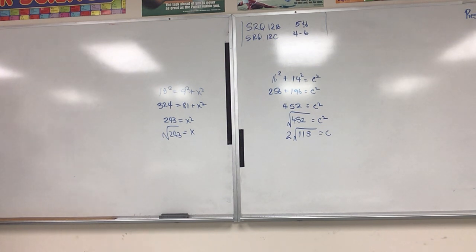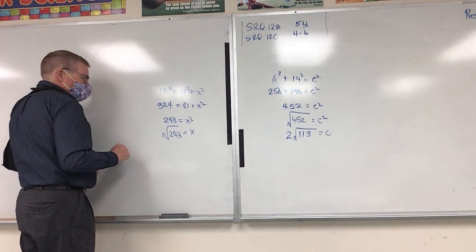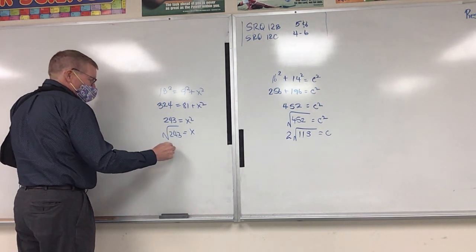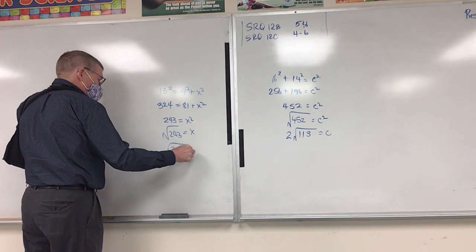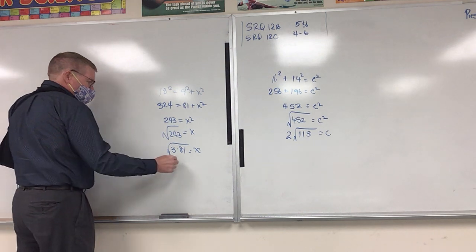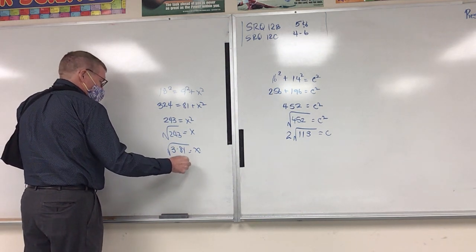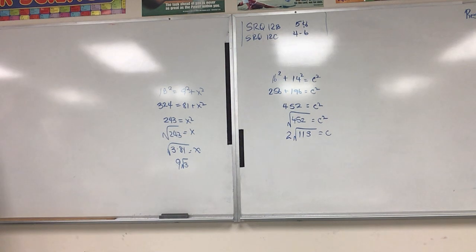What number are we going to break down, 243? 3 goes into 243 how many times? 81. Which one's the perfect square? 81. So therefore I get 9 square root of 3. All right, so you need to make sure you're able to break these down. We don't want decimals, we want exact numbers. Pythagorean theorem is the first section, so make sure you know how to work it. Any questions there?